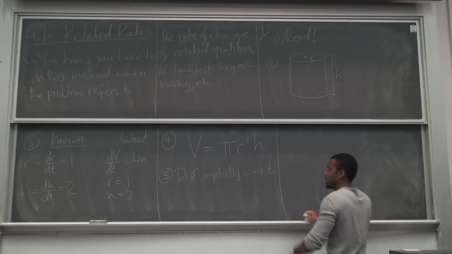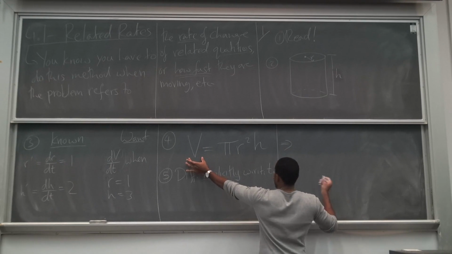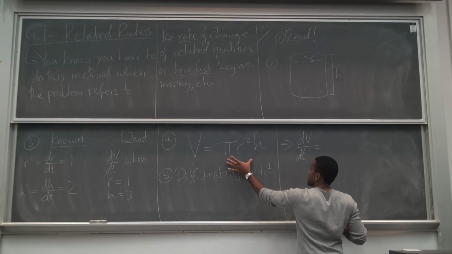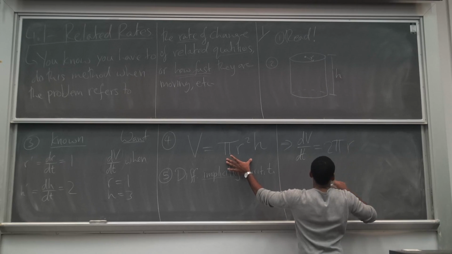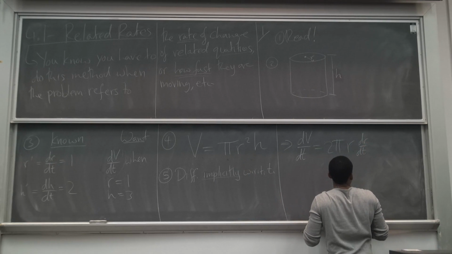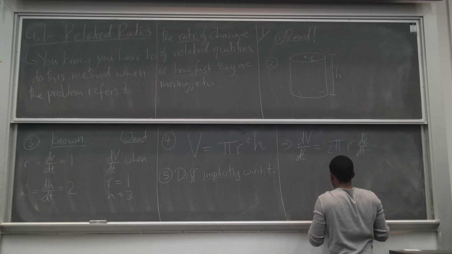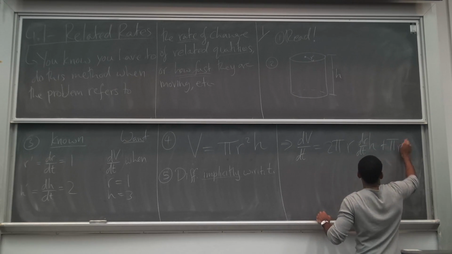Okay. So when I differentiate this with respect to t, what am I going to get? Right, V with respect to t is just dV/dt equals ... times h plus pi r squared dh/dt.